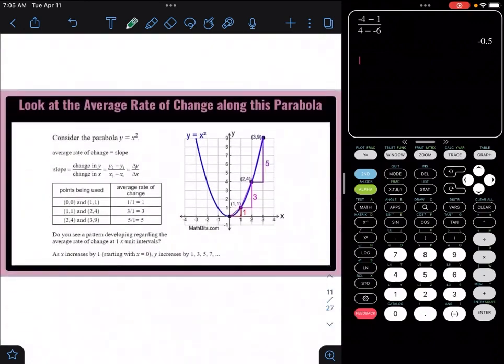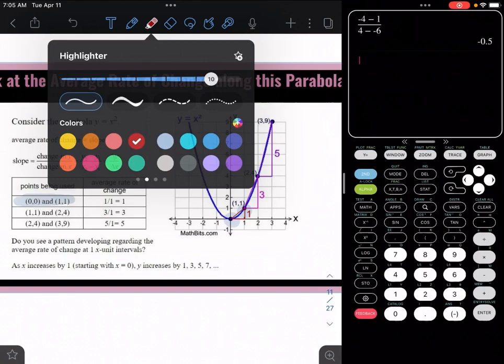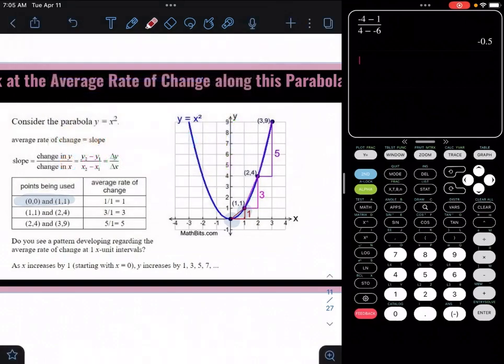Alright, so let's look at rate of change along this parabola. Consider this parabola. This is the one y equals x squared, and we're trying to find the average rate of change. Alright, in this first part here, they found it from 0 to 1. And when they did that, they found that they rised 1, ran 1, so the slope or average rate of change is 1. But now if you look at it from point 1 to point 2, you actually rise 3 and run 1, making the average rate of change 3 over 1, which is just 3.